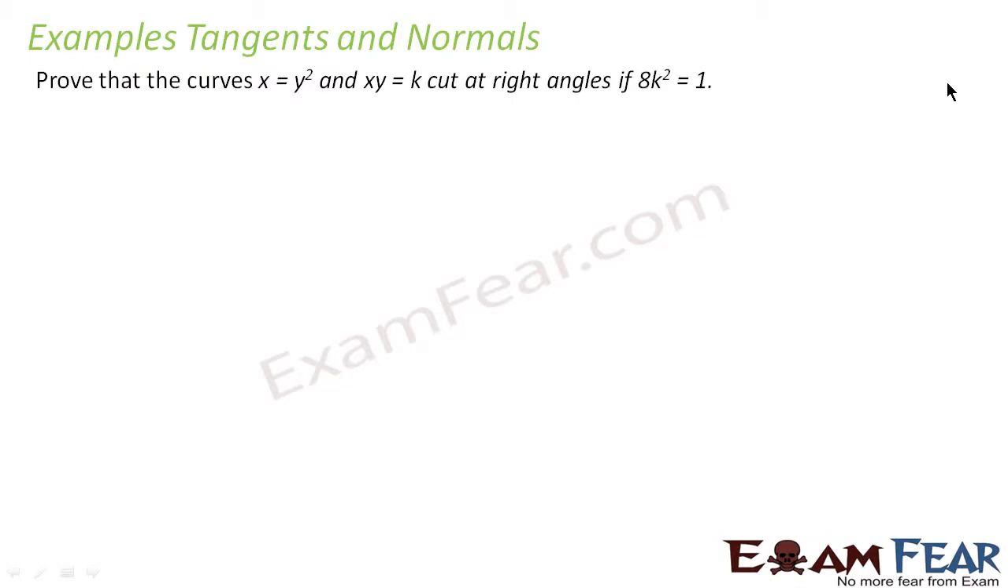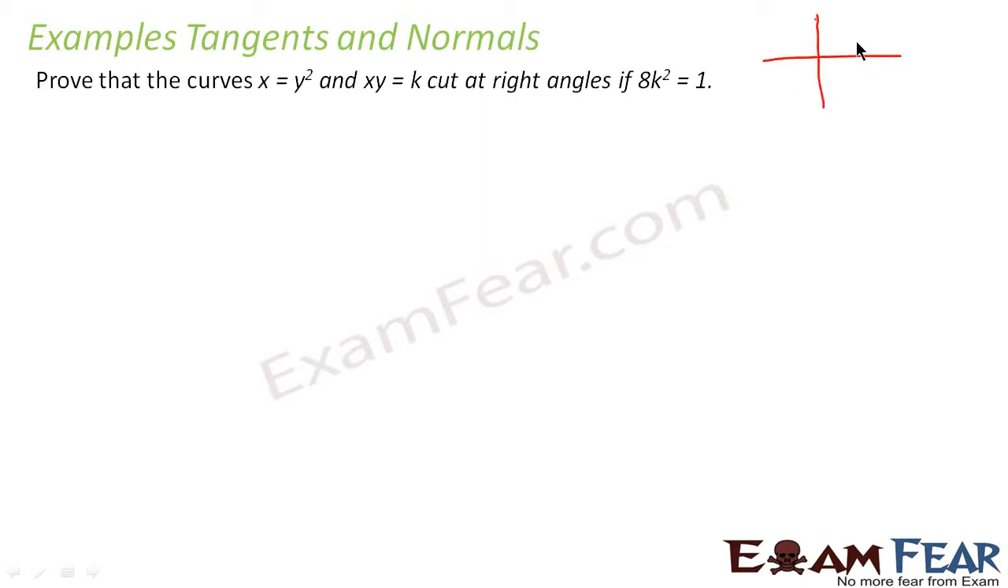Let's take one more example on tangents and normals. We have to prove that the curves x is equal to y square and xy is equal to k cut at right angles if 8k square is equal to 1. Please pay a little attention here because this question is a little tricky.